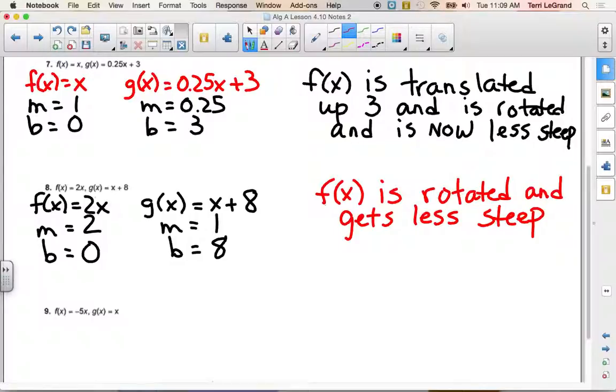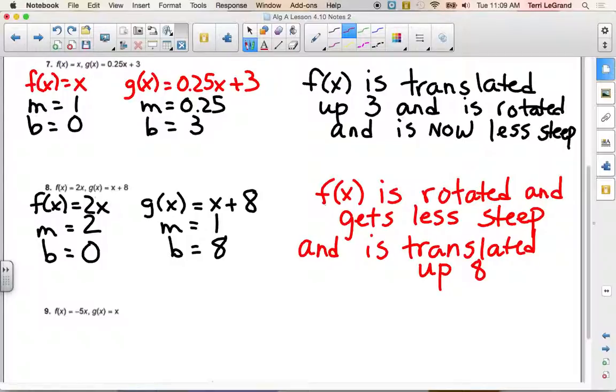No. Mia, what's another thing that happens? It's translated up by 8. And is translated up 8. Yeah, we went from 0 to 8. F of x is rotated and gets less steep and is translated up 8.